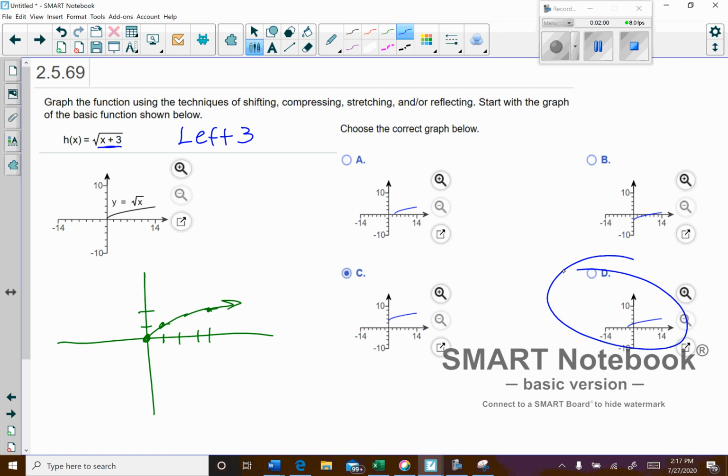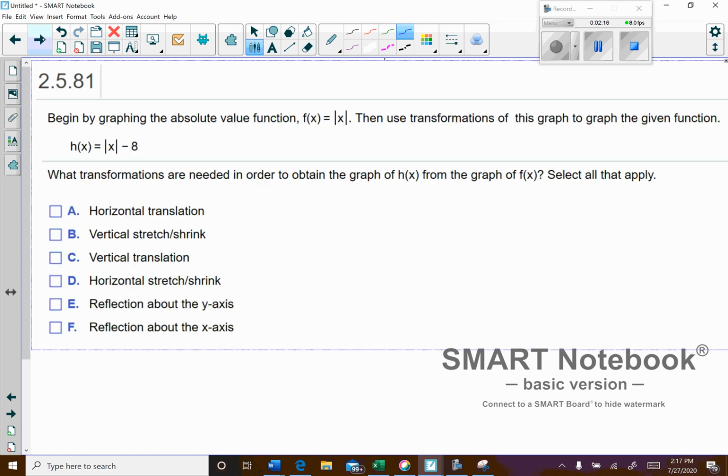So if it would have been square root of x and then plus 3, that correlates with C right there. Okay, and then we'll just go ahead and look at the other one you sent.